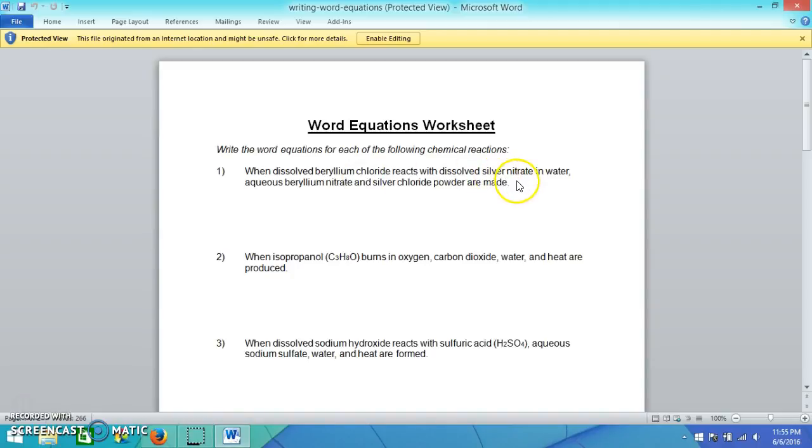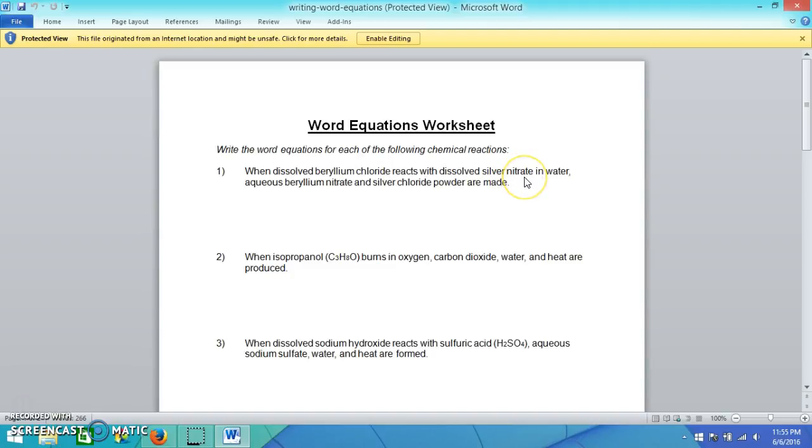Next one's silver nitrate. Again, silver is a little tricky. If I threw that at you, I would tell you that silver typically forms a positive 1 ion. So again, we've got an ionic compound once again for a couple reasons. We've got silver, which is a metal.